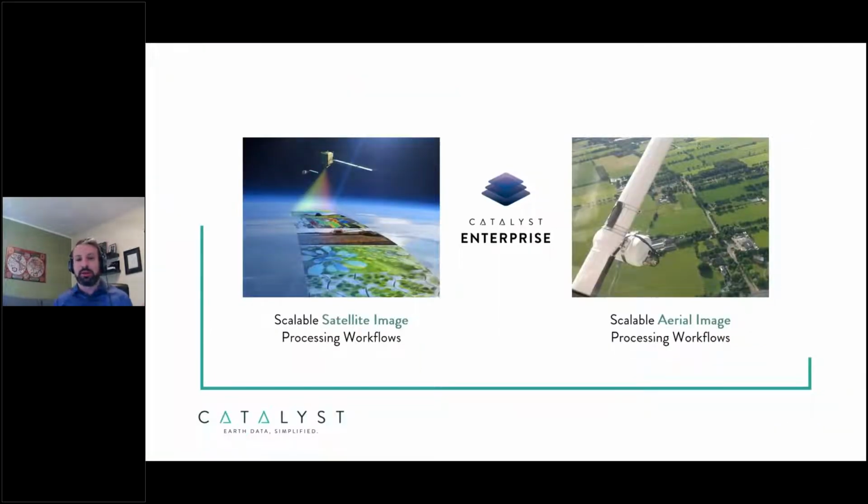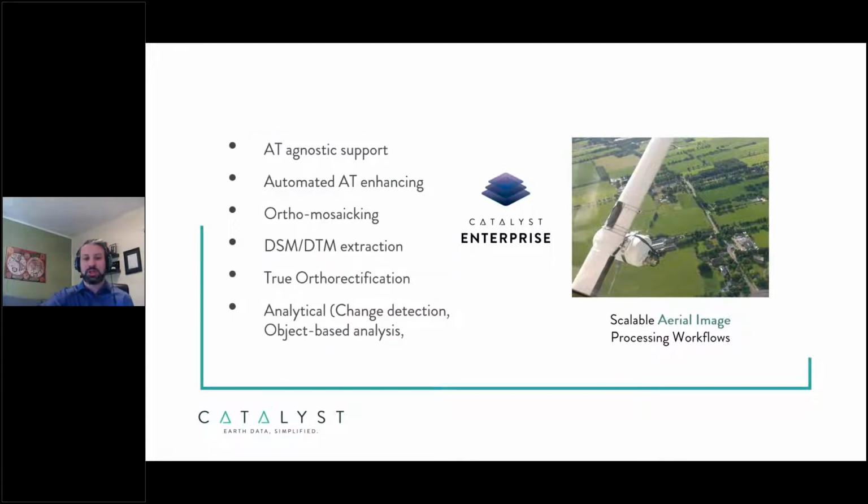The workflows that are implemented within Catalyst Enterprise are either for satellite image processing or for aerial image processing. So once again, the focus of today's presentation is really just the aerial image processing workflows. This includes, but is not limited to, aerial triangulation support, where we're agnostic, so there's a variety of different formats that we can support directly through our system. We also have our own automated AT enhancing capabilities.